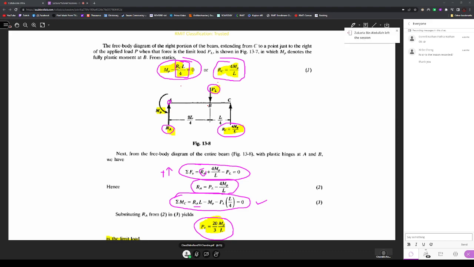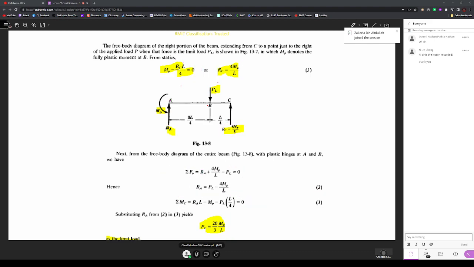So we'll be substituting the values of RA from equation 2 in this expression and simplifying. Then you will get the plastic load acting on this system, which is 20/3 plastic moment over the length. So in this scenario also, the plastic load decreases if the length increases. That means if you want higher plastic loads, you need to control the length L. This is how we calculate the plastic loads acting on the systems.